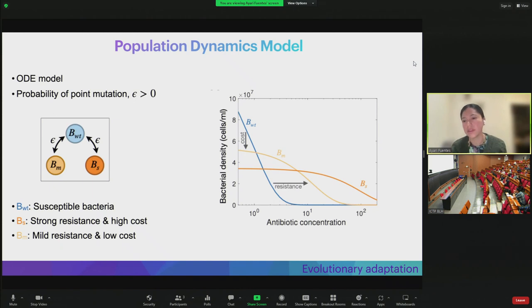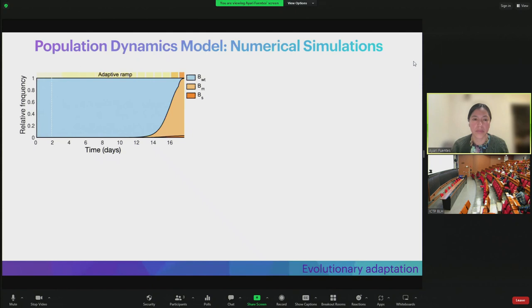If we increase the antibiotic concentration, of course, the susceptible one is going to die quickly, and the very resistant one is going to die at the end of the x-axis. But in terms of bacterial density, in the absence of antibiotic, the susceptible one is going to grow better, and the resistant one is the one that is going to grow last. Well, this is just the general definition of how we are going to model these populations. The change between those populations is going to be just a probability of a point mutation with an epsilon bigger than zero. That's a usual ODE problem.